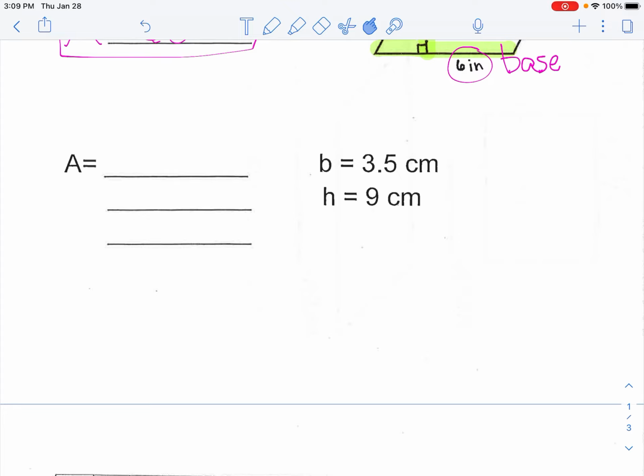Now this one is another parallelogram, but we only have dimensions. We don't have a figure, but that's okay because that's all we need. So the formula is still area equals base times height. So area equals 3 5/10 times 9. Remember, parentheses means times.